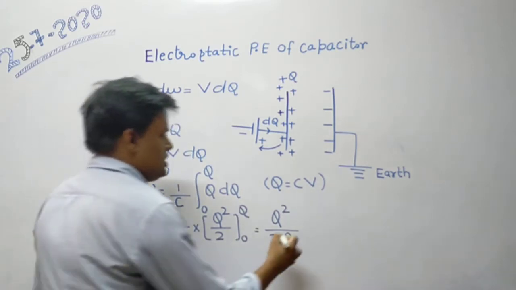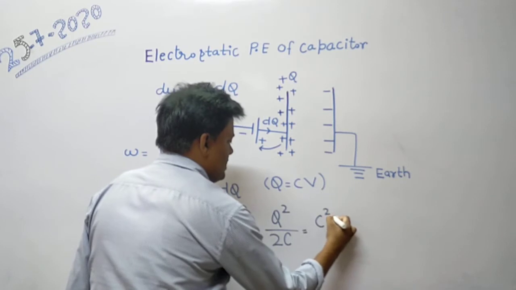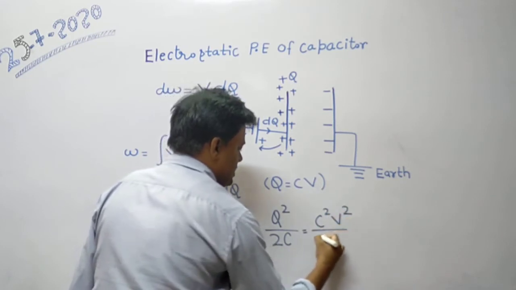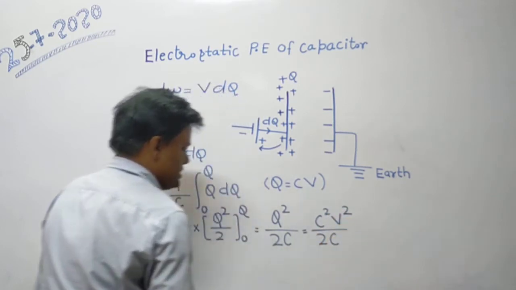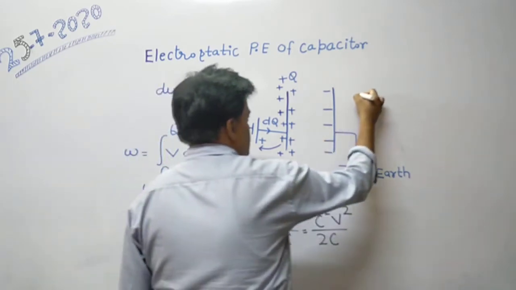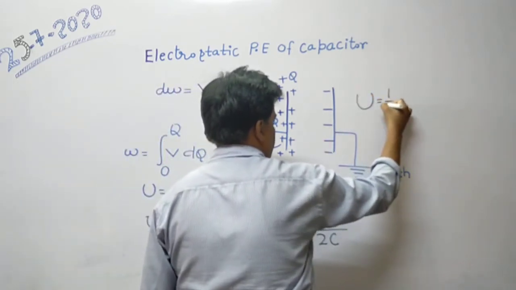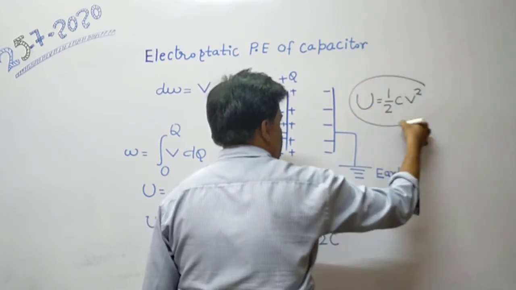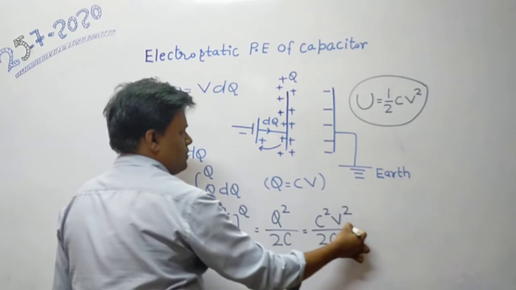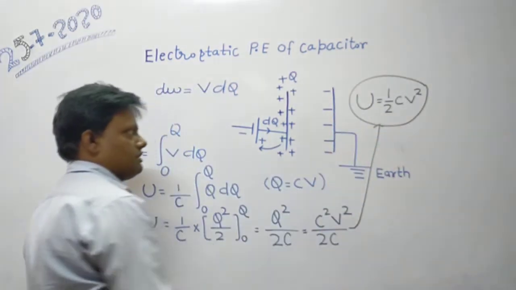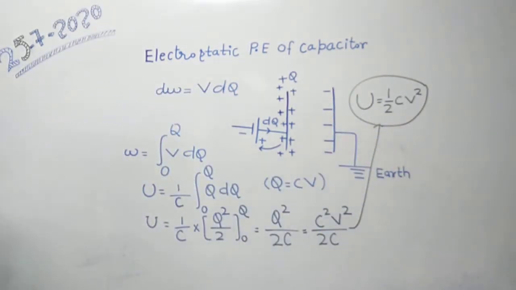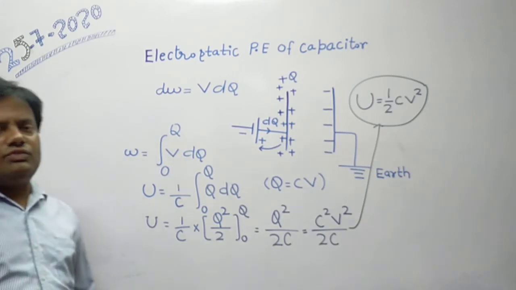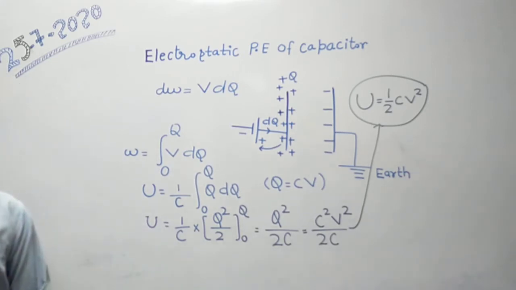You know Q equals CV. This is C square into V square divided by 2C, or you can say the final formula, U equals half C V square. Now this is the electrostatic potential energy of the capacitor. Once again, electrostatic potential energy can be defined in this way. You can see from here.